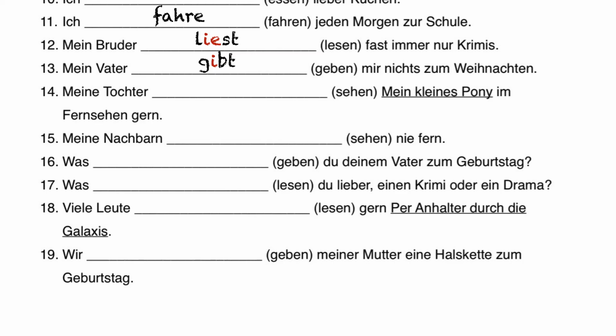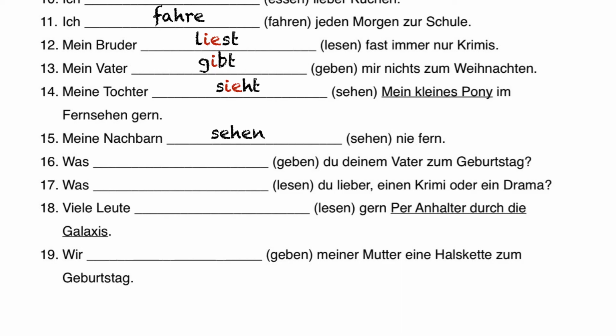Meine Tochter, blank, My Little Pony im Fernsehen gern. My daughter likes to watch My Little Pony on television. Meine Tochter is the subject, so we use here the er/sie/es form, sieht. Meine Tochter sieht My Little Pony im Fernsehen gern. Nummer 15. Meine Nachbarn, blank, nie fern. My neighbors never watch television. In this sentence we have sehen again, and so we use here the plural form, sehen. Meine Nachbarn sehen nie fern.